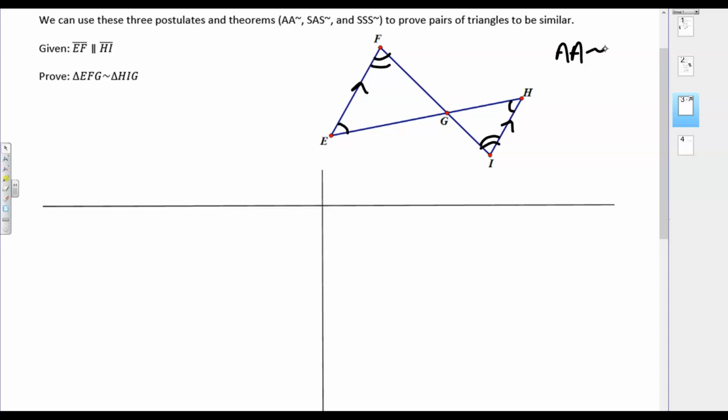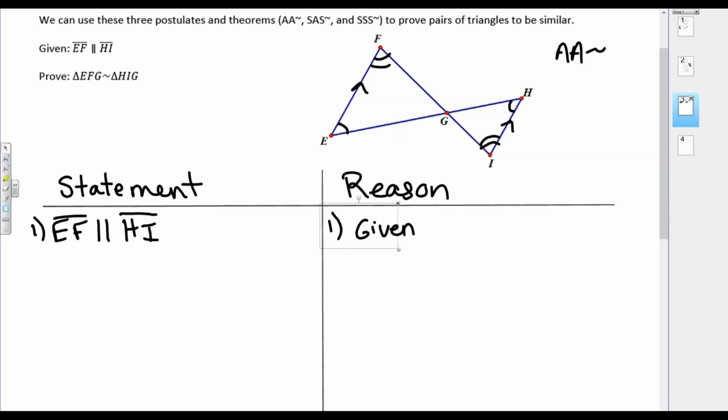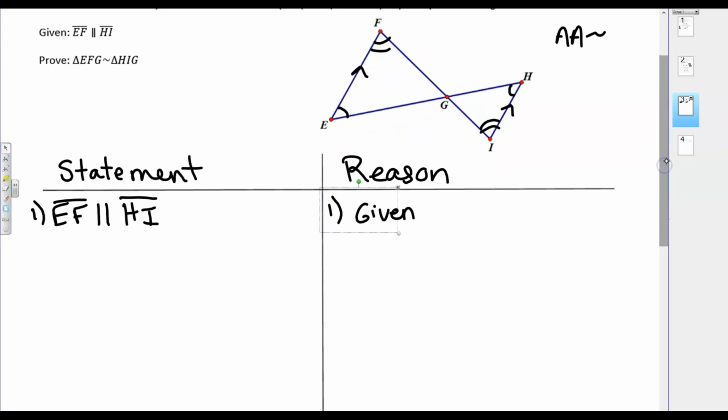So let's go ahead and do this formally. So just like before, I set up with my statement and my reason. EF is parallel to HI because it's given. And now I'm going to talk about the angles I've marked on my diagram here. I can say that angle E is congruent to angle H. Why did I make that step 5? You know what, guys?